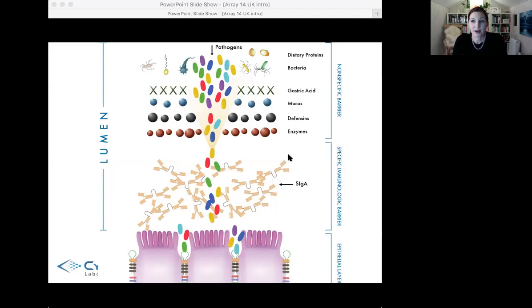But above that, we have this non-specific barrier, which is made of mucus, defensins, enzymes. And then above that, we have the gastric acid, the bacteria, and the dietary proteins. So this entire layer makes up a very, very important part of our immune barrier. And anything that happens in this primary surface has the ability to make or break the inflammatory response as it then hits the epithelial layer.